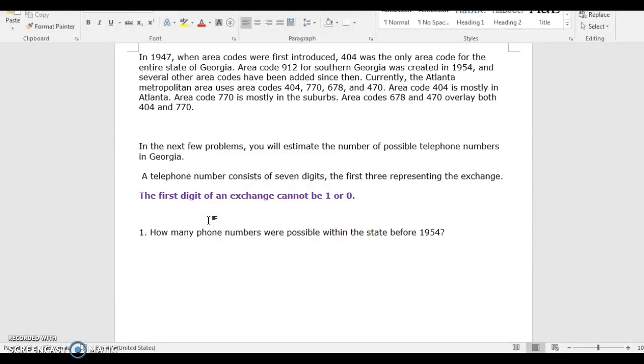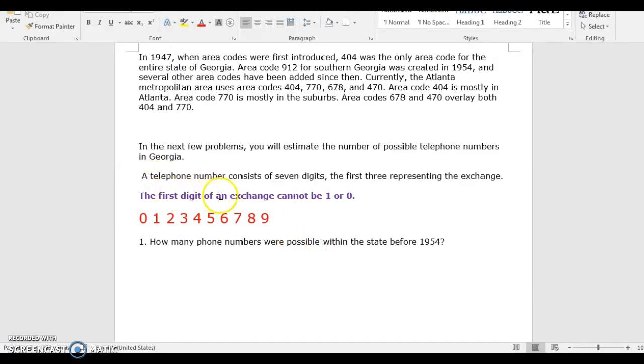What I'm typing here are sample answers. We have 0, 1, 2, 3, 4, 5, 6, 7, 8, 9. These are all the possible numbers that you can have on the telephone numbers, right? So the total number here that we have is 10 numbers. And since the first digit cannot be 1 or 0, meaning we only have 8 choices for the first digit of an exchange.